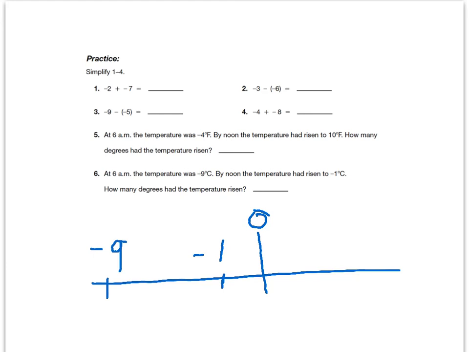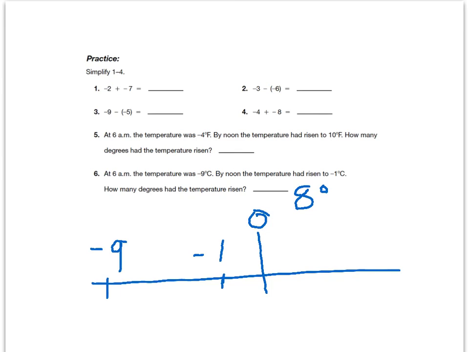So there's a couple of ways you could write your equation, but you could just say if I'm going from -9 up to -1, I'm going up 8, and that would be that the degrees have gone up. It's gone up 8 degrees. So again, these are very easy to model. And you throw out your little red herrings. 6 a.m. doesn't matter. Noon doesn't matter. All that matters is where we started and where we ended, what the difference was.